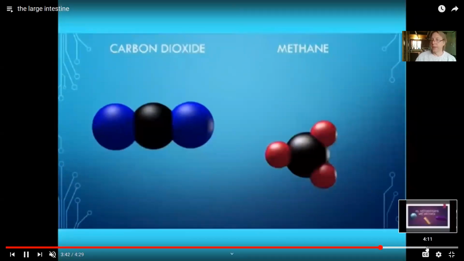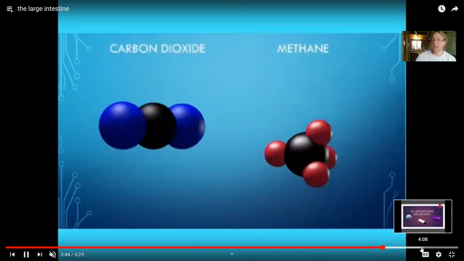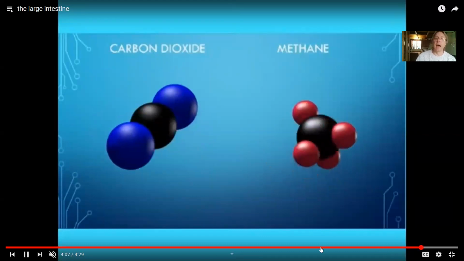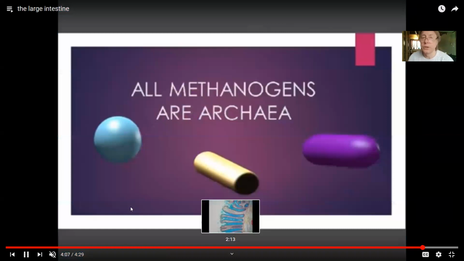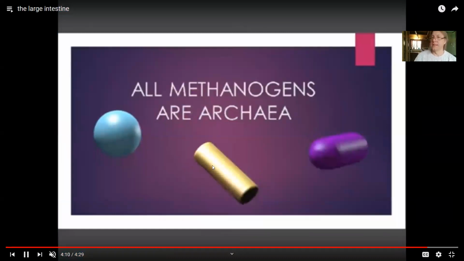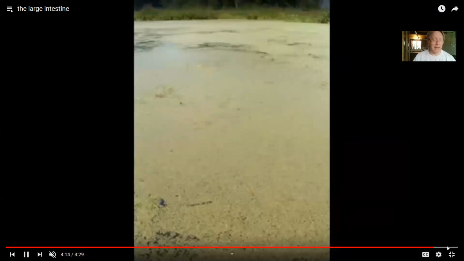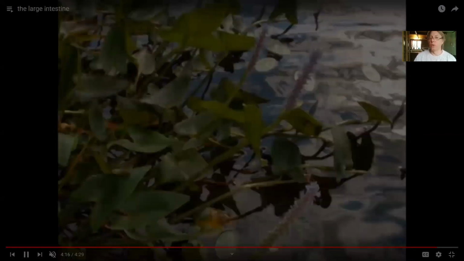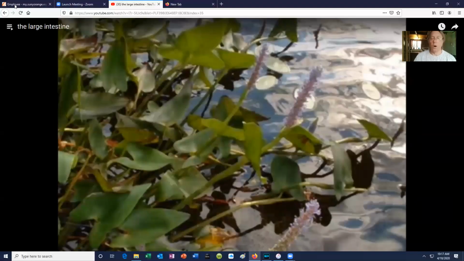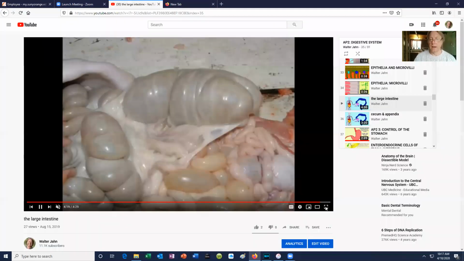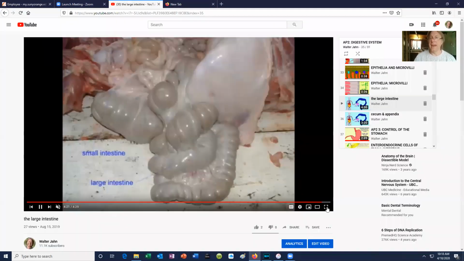We also have a type of bacteria known as archaea living in our intestines, which are helping to break down some of the things in our diet. They produce methane as a byproduct, and only these archaea are actually methanogens.